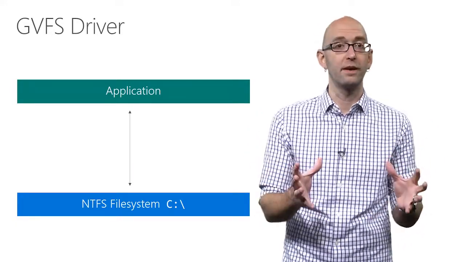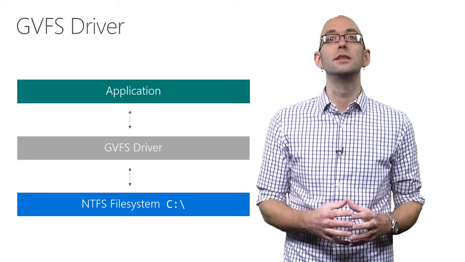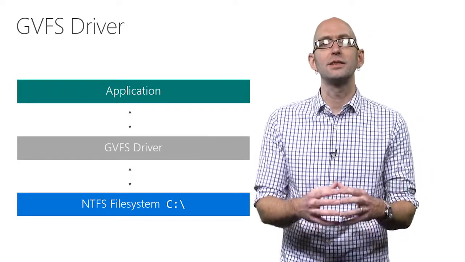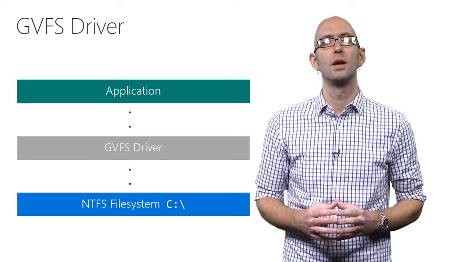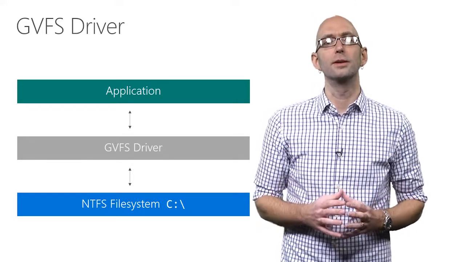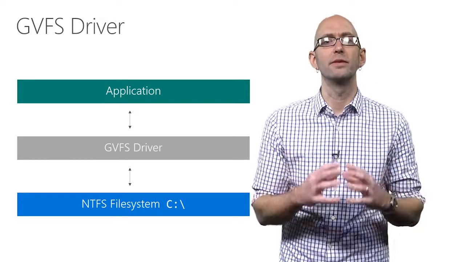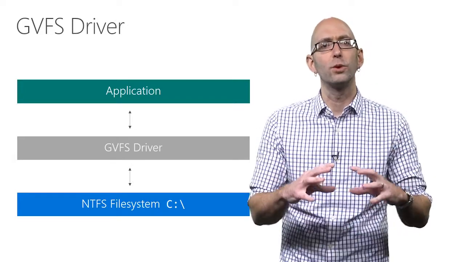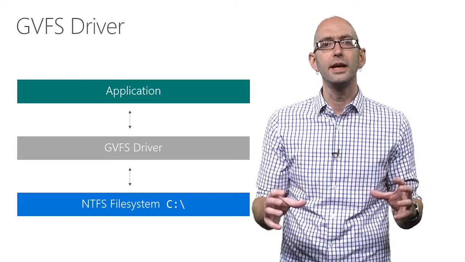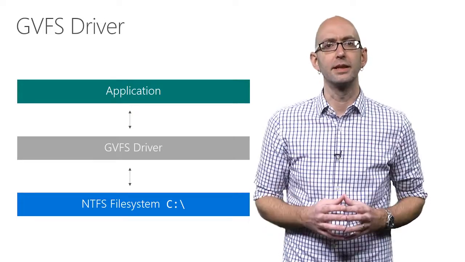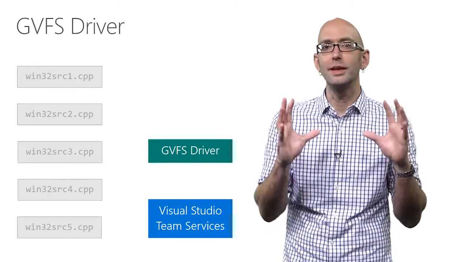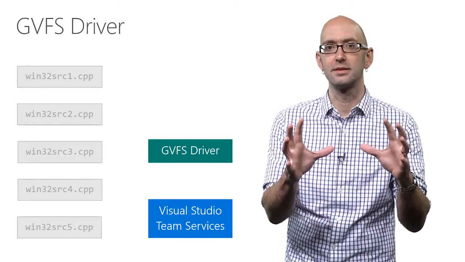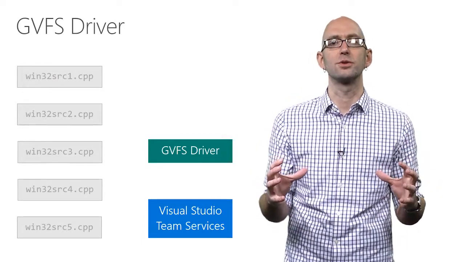Well, with GVFS, they don't. The GVFS driver actually sits between all your applications and your file system. It looks at the structure of your Git repository and uses that information to produce a view of what the file system looks like, even though the files aren't physically on disk. So you can use every standard application. They don't need to be aware of GVFS, and they'll see the file system structure.